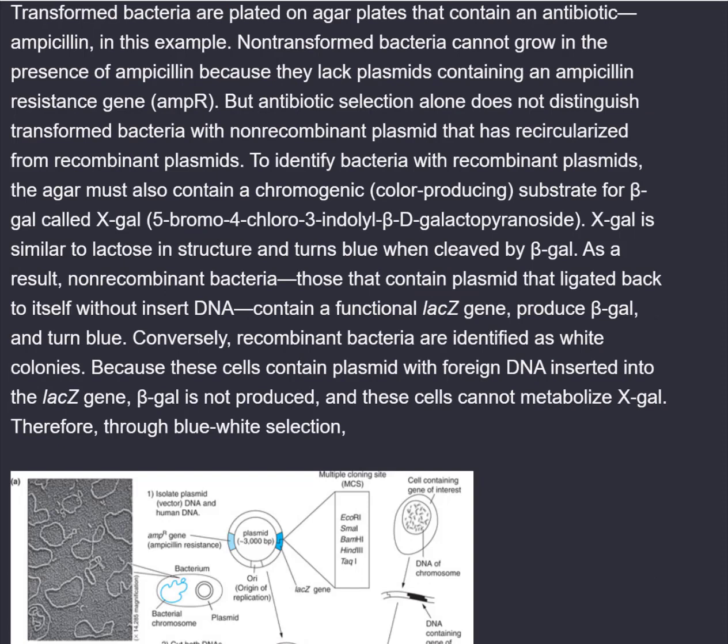Transformed bacteria are plated on agar plates that contain an antibiotic, ampicillin in this example. Non-transformed bacteria cannot grow in the presence of ampicillin because they lack plasmids containing an ampicillin resistance gene, ampR. But antibiotic selection alone does not distinguish transformed bacteria with non-recombinant plasmid that has recircularized from recombinant plasmids. To identify bacteria with recombinant plasmids, the agar must also contain a chromogenic, color-producing, substrate for beta-gal called X-gal, 5-bromo-4-chloro-3-indolyl beta-D-galactopyranoside. X-gal is similar to lactose in structure and turns blue when cleaved by beta-gal.